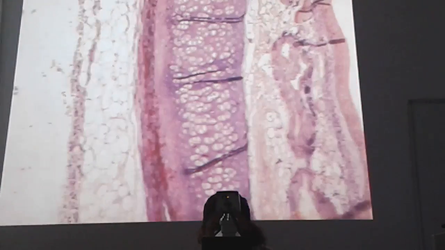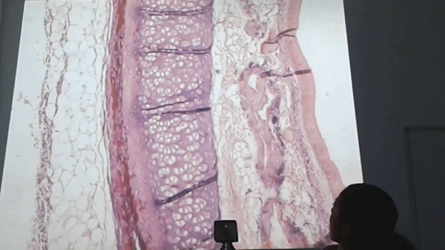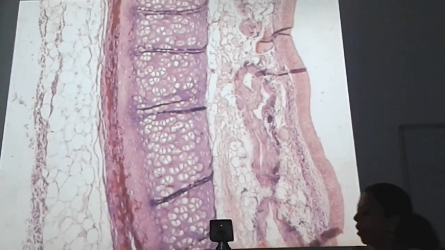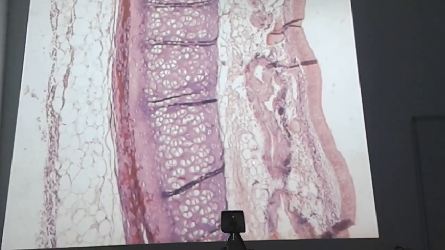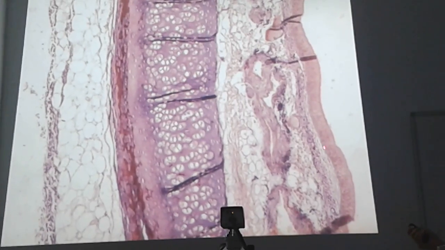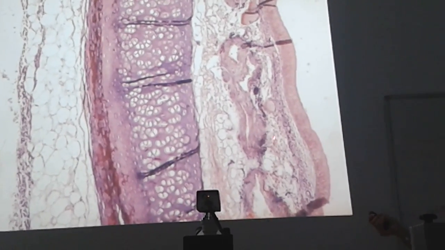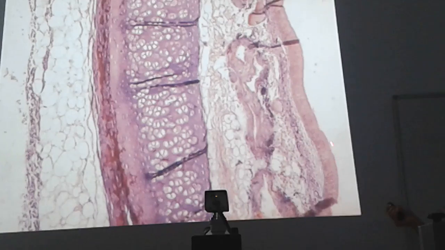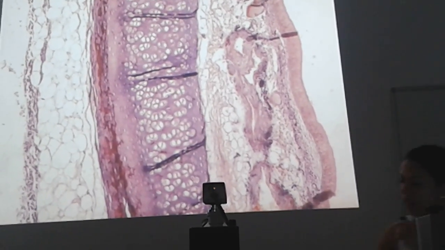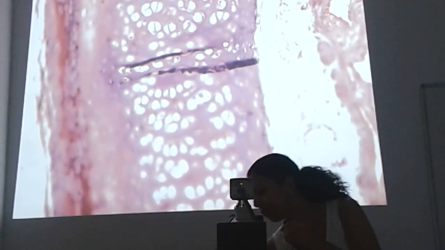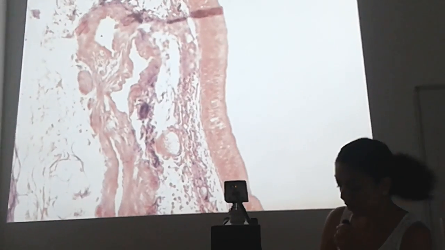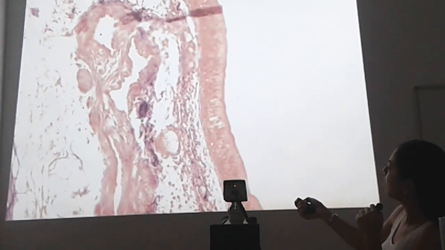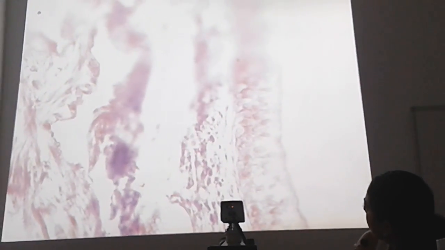When you look at the tracheal epithelium, so this is the trachea, all right? This is the cartilage tissue, this is the connective tissue, and this is the epithelium tissue. In this laboratory, all you have to focus on is this part, through to the lumen, this epithelium. And I magnify the epithelium. So again, this is the epithelium. I further magnify the epithelium.